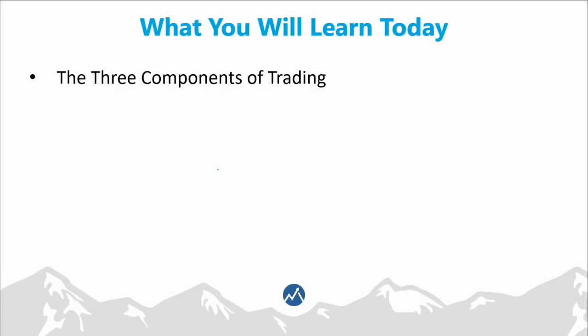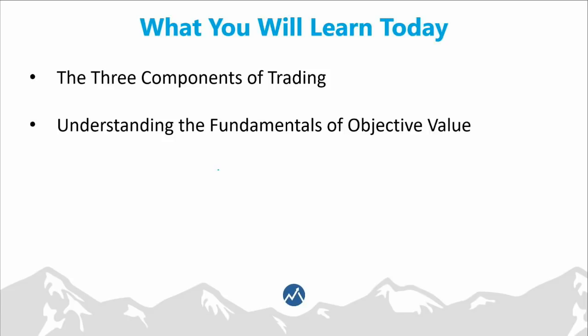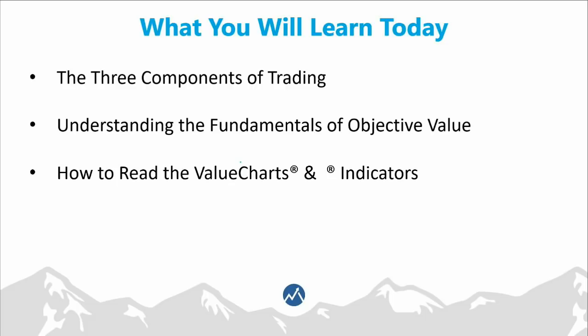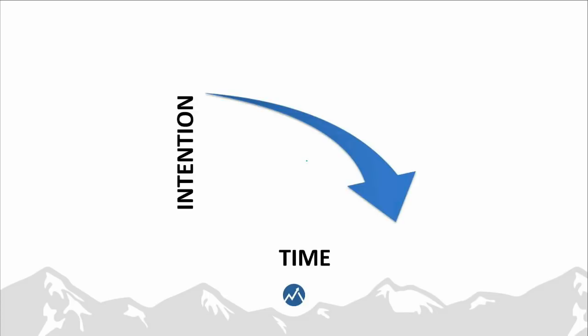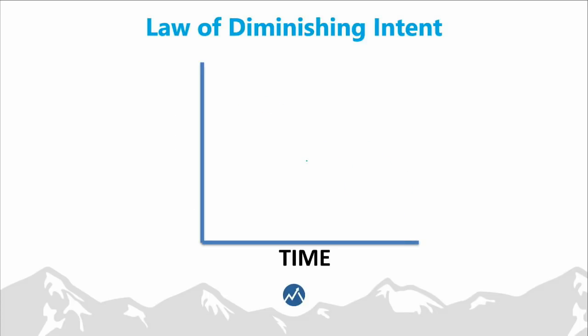What are the three components of technical analysis that we look at when we're going to place a trade in the market? We're going to talk about understanding the fundamentals of objective value. What do we mean when we say a market is overvalued or undervalued? We're going to talk about how to read value charts and the momentum indicators. And we're also going to talk about an intro to value range trading and a couple different strategies you can use with value.